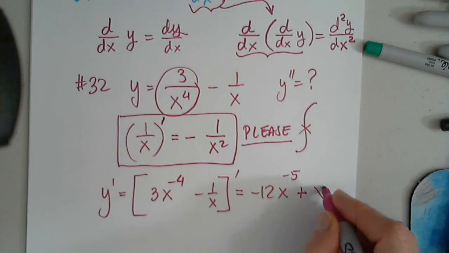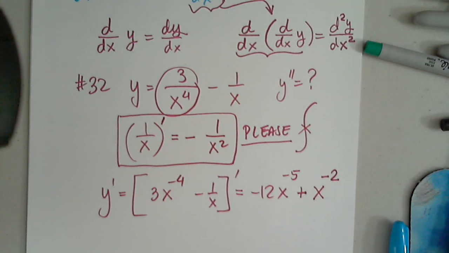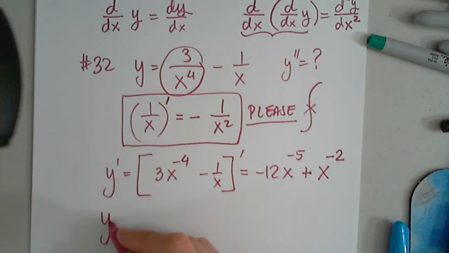But I don't want to write it as 1/x². I'm going to write it like this. Why? I'm getting it ready for the second level. And this is so much easier now. Can anyone help with this?